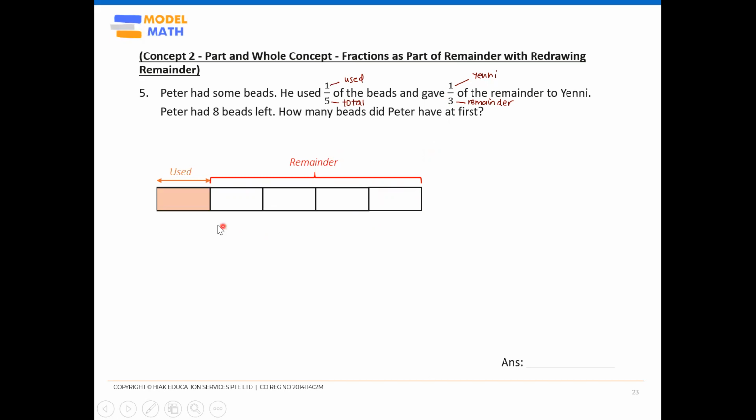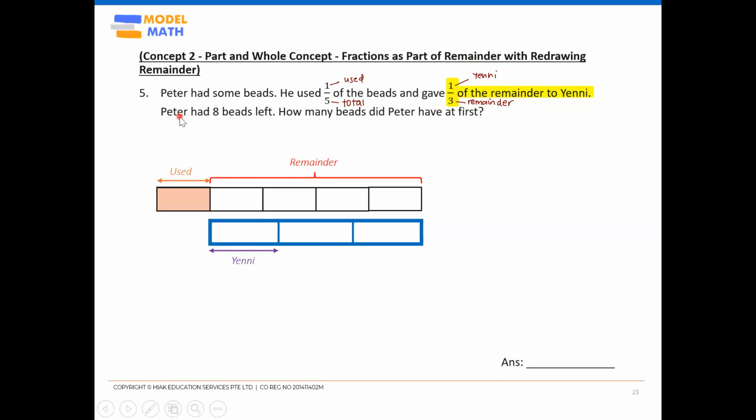What you can do next is redraw the remainder in a new layer. Just redraw this remainder layer down. And from this new remainder layer, you can cut it into 3 parts, because I want my remainder to be 3 parts. So cut it into 3 equal portions. And there you go. Out of 3 equal portions, we can now label 1 portion for Yenni.